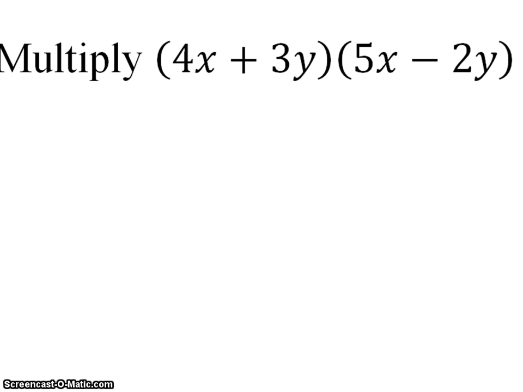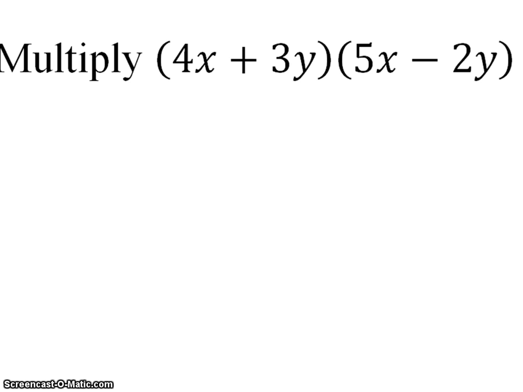So in 4x plus 3y, in that first binomial, the first term is the 4x, the last term is the 3y. In the next one, the 5x minus 2y, the first term is the 5x, and the last term is negative 2y. Now if you look at all four terms in one, the inner terms are the 3y and the 5x, and the outer terms are the 4x and the negative 2y. So FOIL is first, outer, inner, last. It's really the same thing as the distributive property.